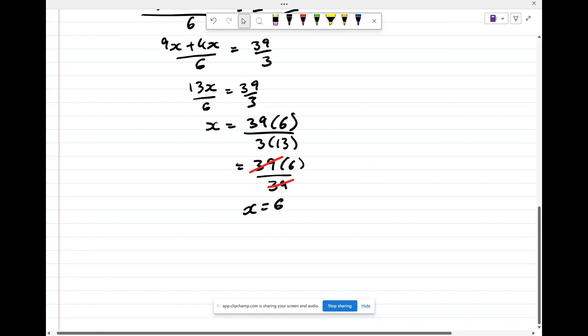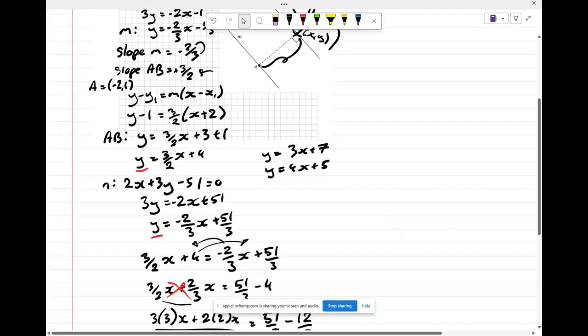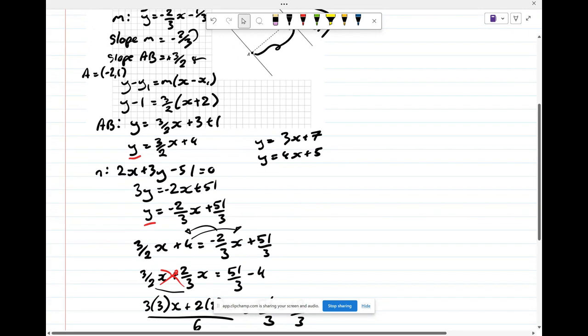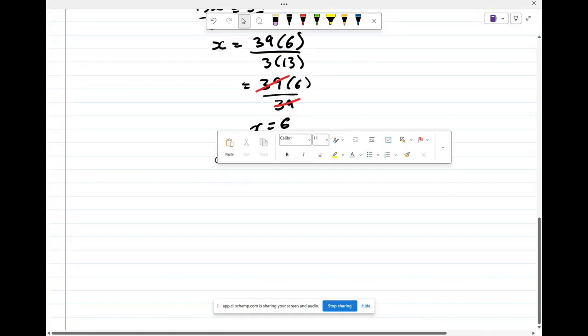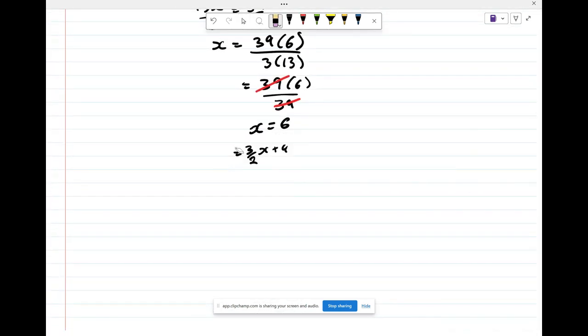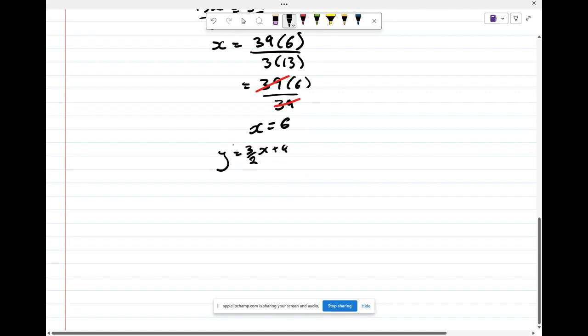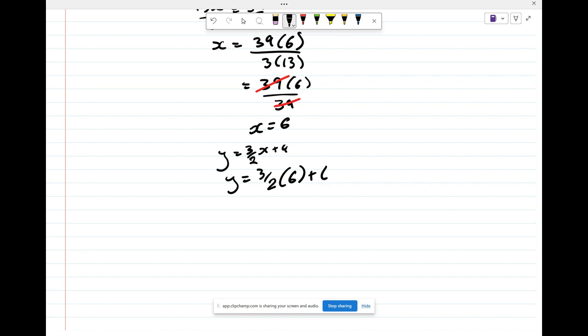So same story as we've been doing the whole time. We have a value for x, but we need to go back and get a value for y. And we can use any of these here. So let me just copy this. We can use either of the two equations. So let's sub back in 3/2 times 6 + 4. We can divide that 2 in, so that's just 3. So 3 times 3 is 9, plus 4, that's 13. So y is equal to 13.